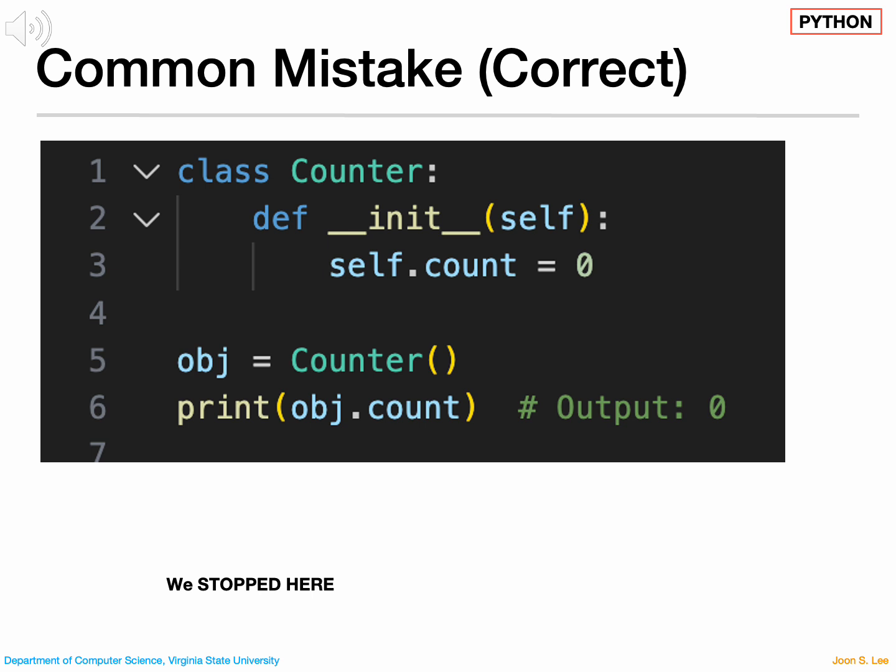On line 5, we create an object using obj = Counter(). When the constructor runs, self.count is created and initialized to 0. On line 6, when we print obj.count, Python finds the attribute and prints the value. This time there is no error, and the output is 0. The only change between the wrong version and the correct version is the use of self, but that one change makes all the difference. Whenever you see an AttributeError in Python, one of the first things you should check is whether you forgot to use self when defining an instance variable.